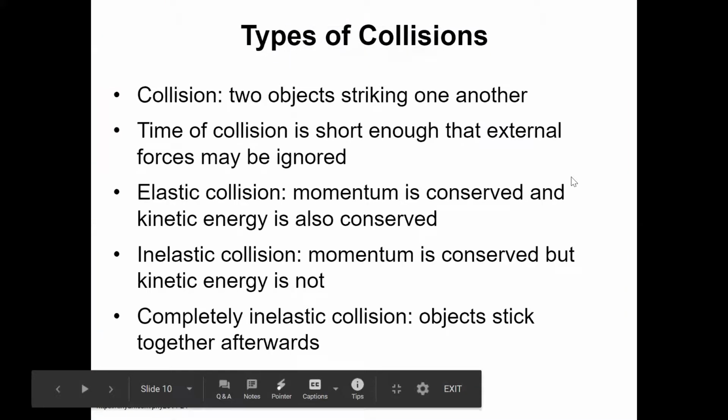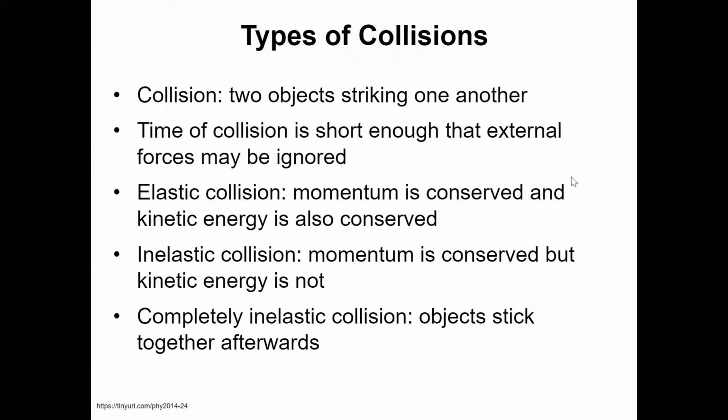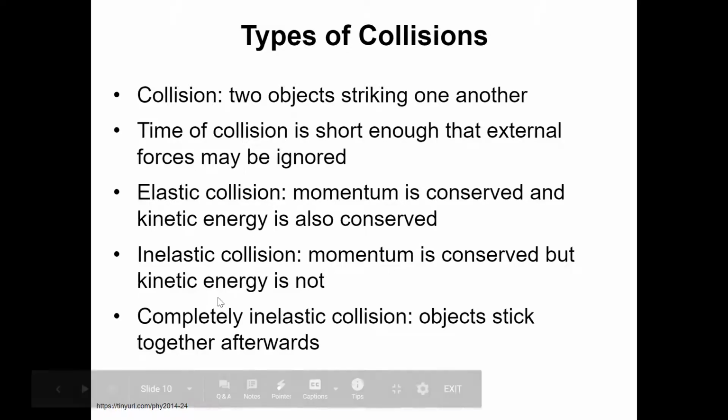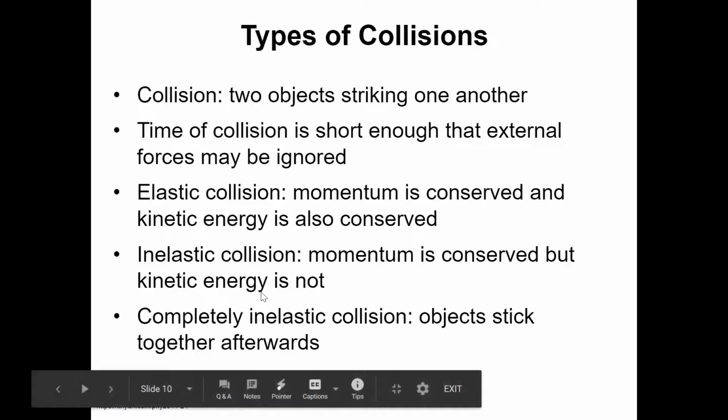All right. Next we'll talk about types of collisions. There are two main types of collisions. One is called the elastic collision, here on the third item. The other is called the inelastic collision. For an elastic collision, the momentum is conserved, but at the same time the kinetic energy is also conserved. So elastic refers to the kinetic energy being conserved. In an inelastic collision, only momentum is conserved, but kinetic energy is not conserved.